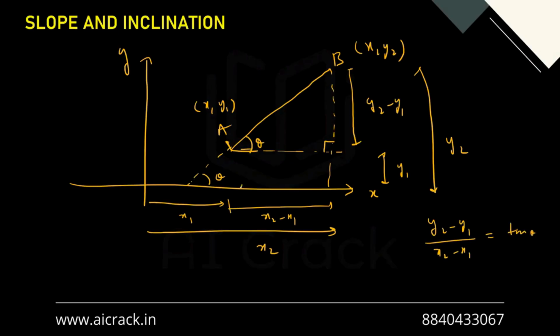So basically, if I measure the angle in the counterclockwise direction, and that is theta, then tan theta is the slope only. And slope also can be written in this particular format. Okay. So this is the inclination and this is the slope. This is the slope and this is the inclination.